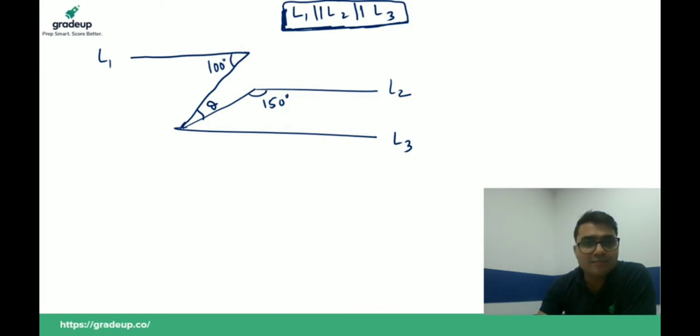Guys, please listen. If this is 100, then this should be 100, interior alternate angles. If this is 150, then this should be 30 degree, co-interior angles, sum is 180 degree. If this is 100, this is 30, then this should be 70 degree. This is the right answer.